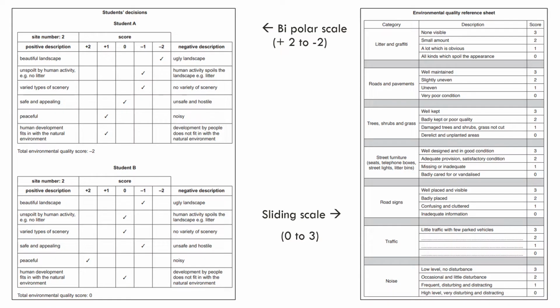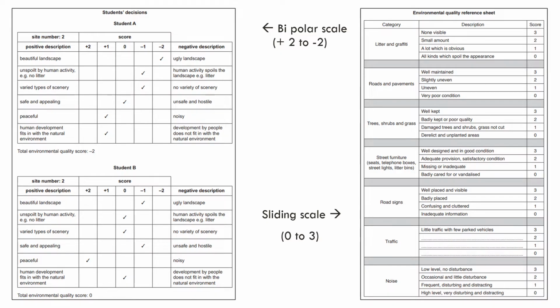The first one on the left-hand side is what we call a bipolar scale. So that either goes from a positive number to a negative number, or from negative to positive. Either way, it helps you to reinforce the 2 extremes. So in this case, you've got a beautiful landscape all the way down to an ugly landscape. And then you have what's called a sliding scale. So you're going from 0 to 3.